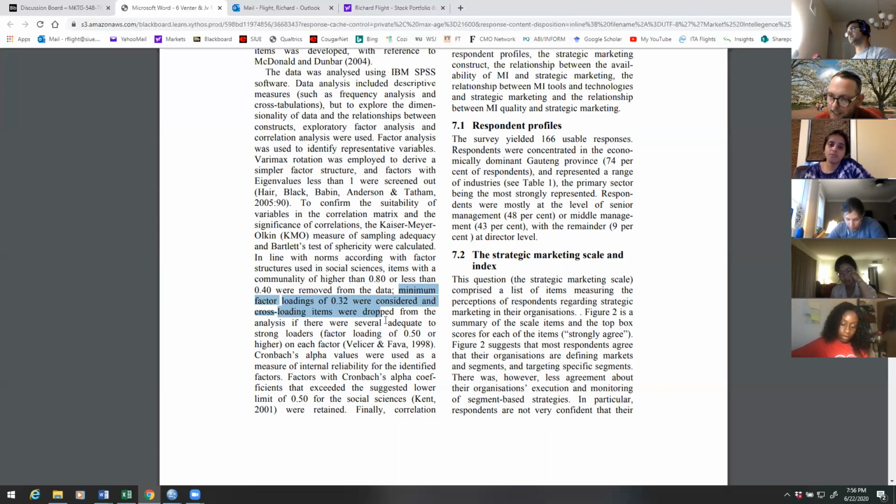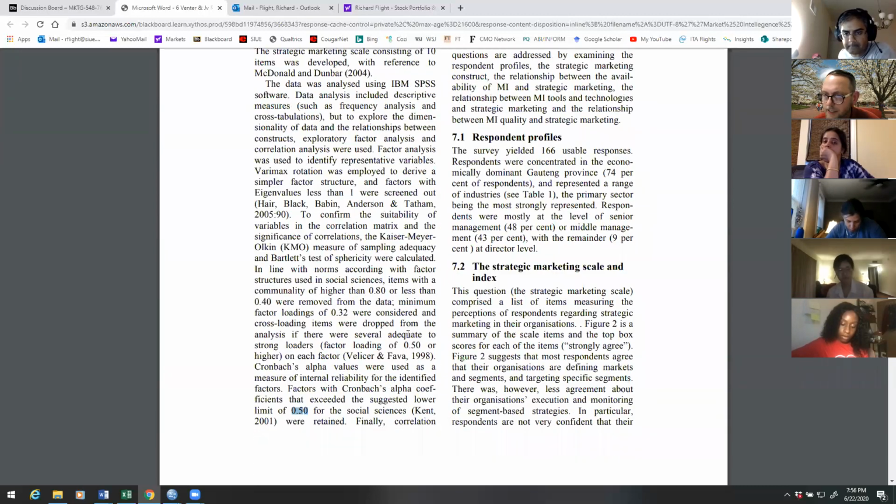Anyways, with that said, they had a cross-loading level. And again, I usually use 0.4. 0.4 is the benchmark that I usually use, but that's okay. Everybody does it a little differently. Cronbach's alpha was used, and again, they used a benchmark of 0.5 here. I would suggest 0.7, but that is what it is. They used that, and that's what they decided to go with.